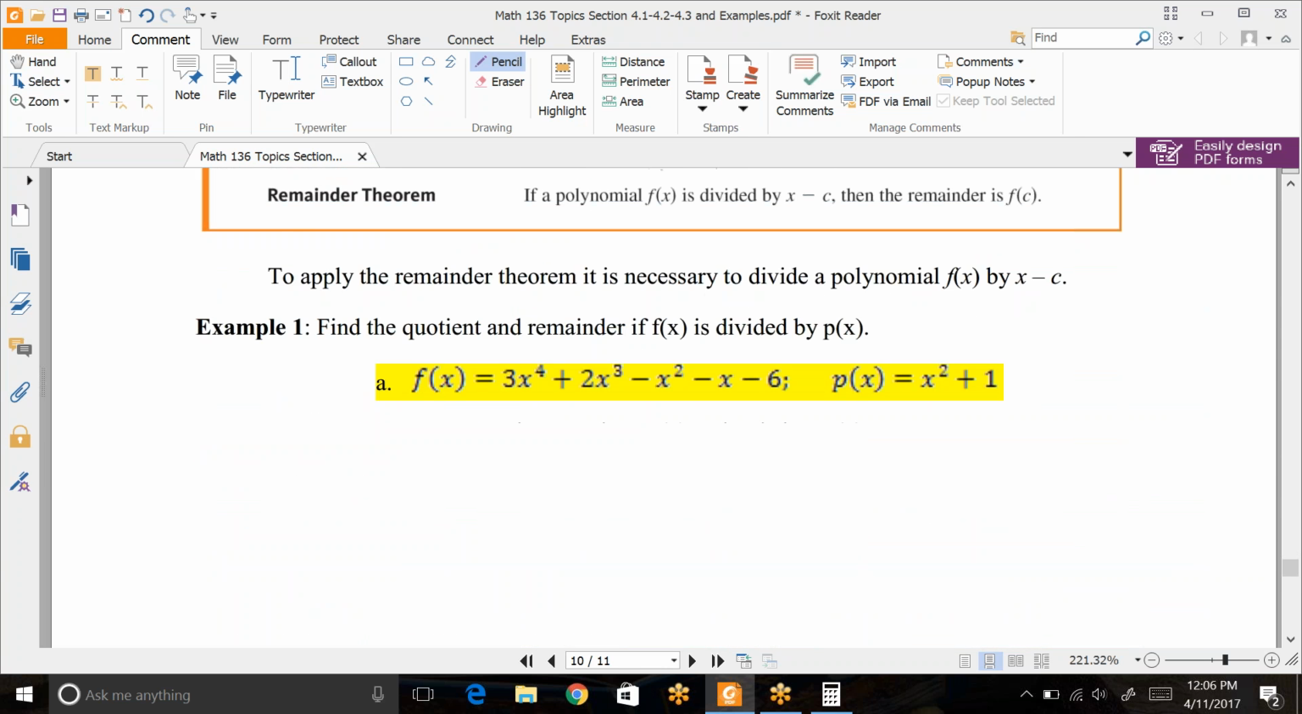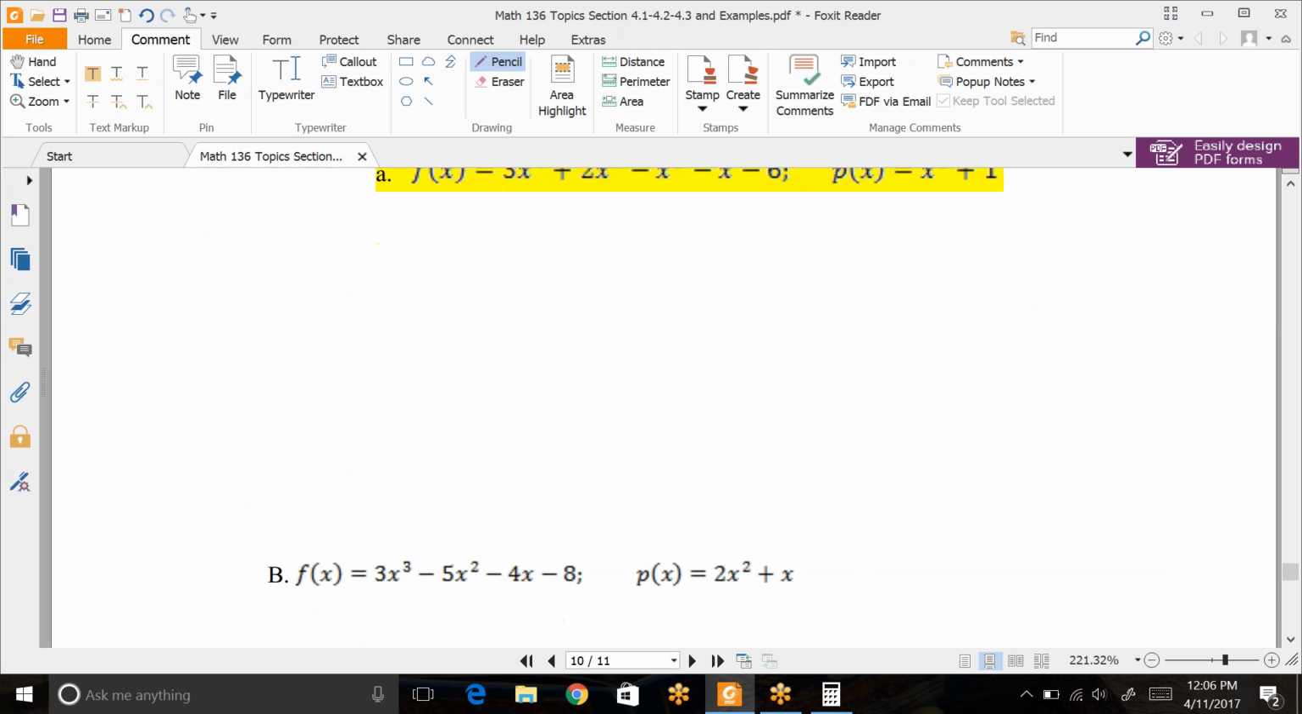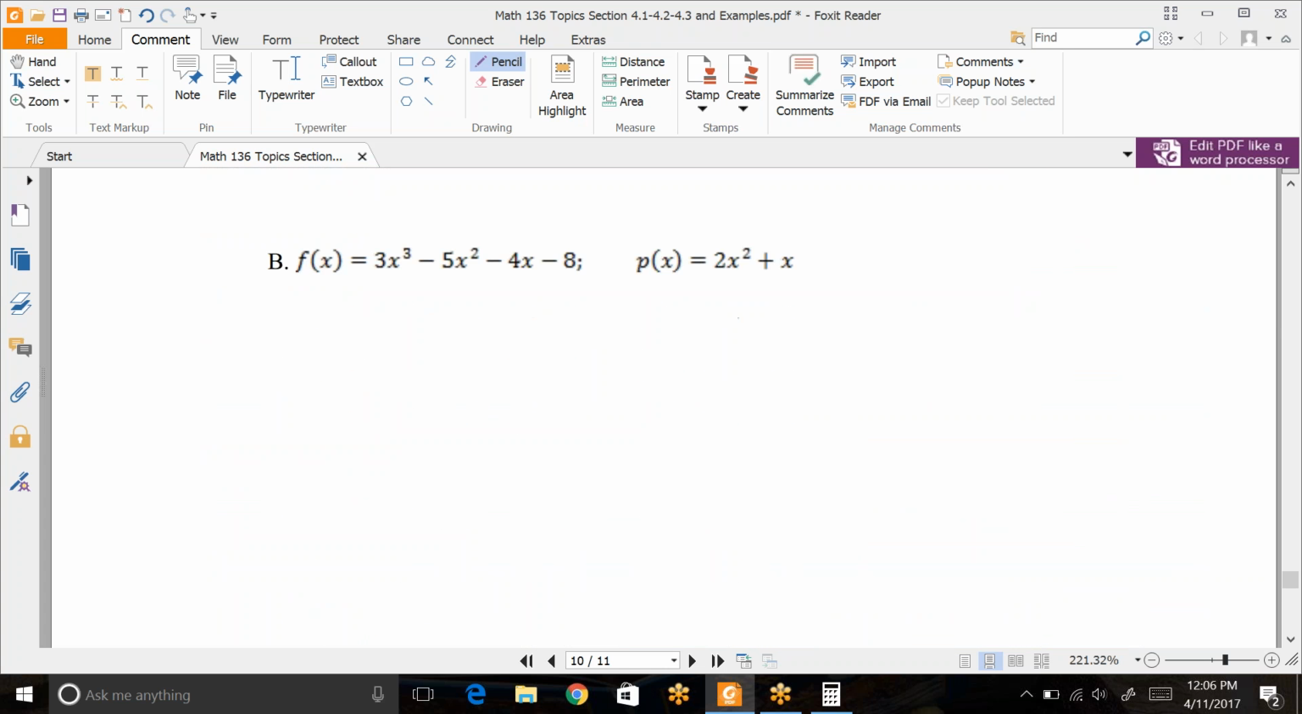So starting with B, trying to divide 2x squared plus x into this long polynomial here. So we start off by writing the 2x squared plus x out front. When you write the part that's supposed to go inside, make sure each power has been represented from the highest all the way down to none. If not, you would need a placeholder.